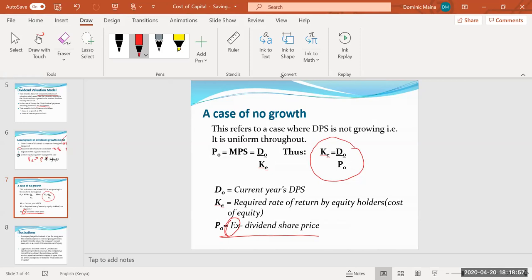Just to refer to the exam, if, for example, you are given the market price or market value of the share, but there is no mention as to whether it is ex dividend or cum dividend, I assume it is ex dividend. Unless it is explicitly stated that the share price is cum dividend, we always assume that it is ex dividend. Now it's very clear.